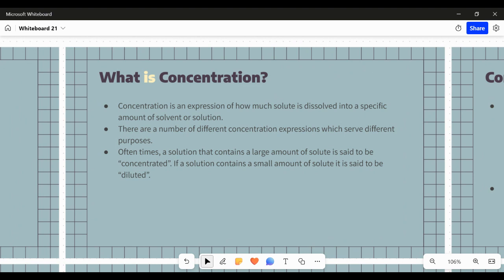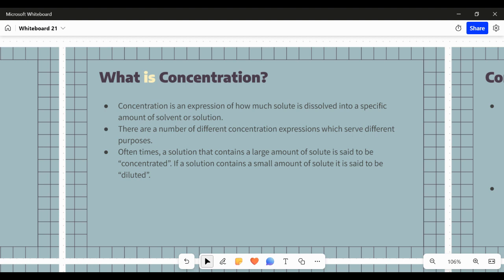Remember, solute is what is being dissolved, and the term that you might also hear is solvent. Solvent is what is doing the dissolving. So, if we're talking about salt in water, salt dissolves in water. So, salt is the solute and water is the solvent. And when you mix them together, they make what is called a solution. Okay. So, concentration is just an expression of how much salt is dissolved into this solution.